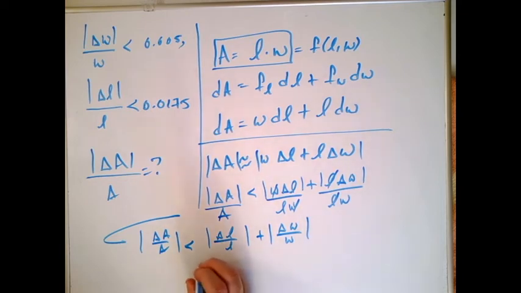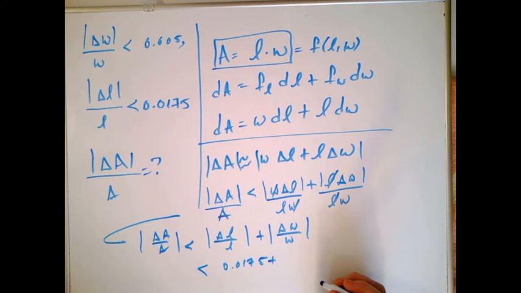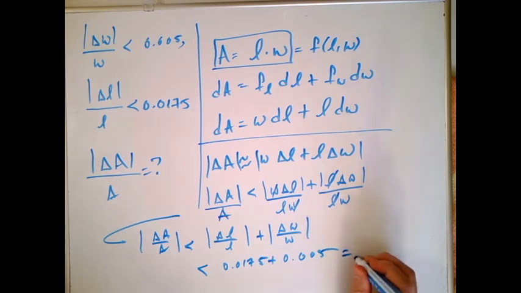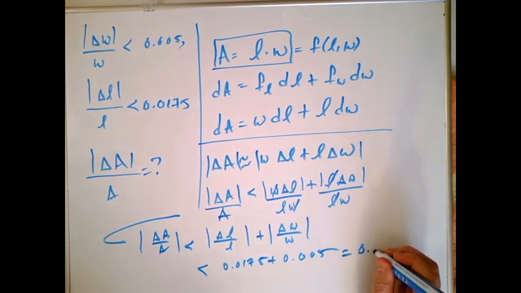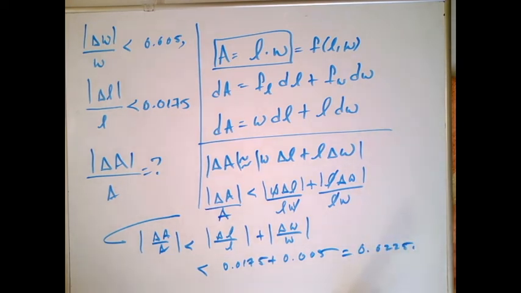And we have numbers for both of those, right? The relative error in measuring L was less than 0.0175. The relative error in measuring W was 0.005. So this is going to be 0.0225, like that. So something like 2.25%. So pretty small, but that's how it goes.